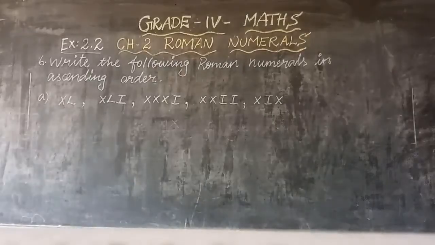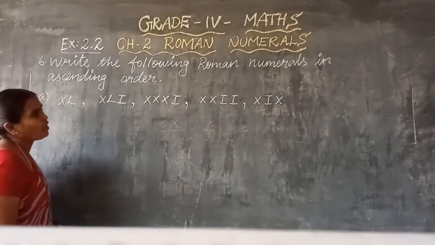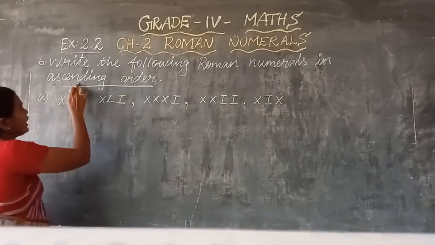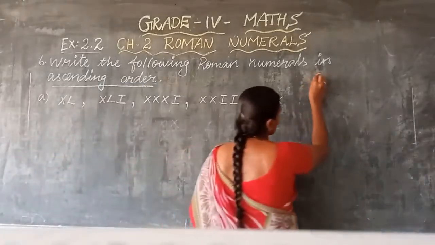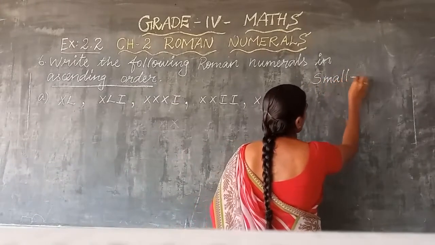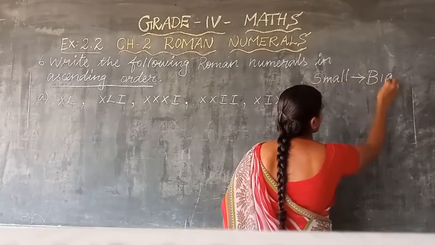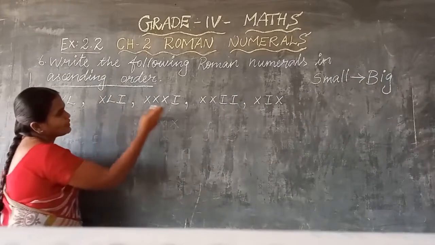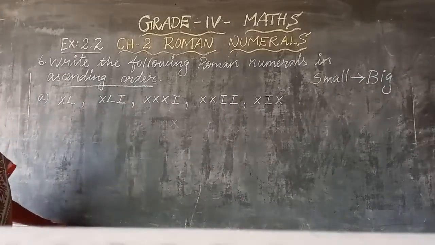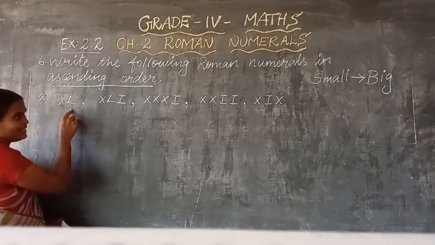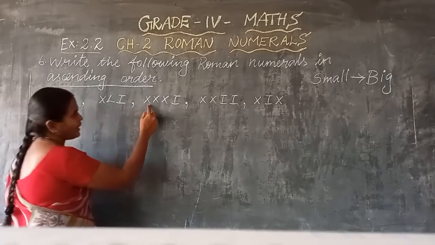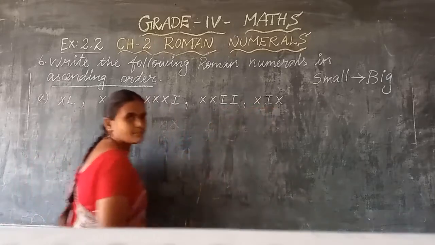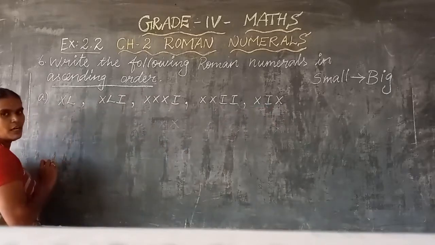So sixth one, write the following Roman numerals in ascending order. Ascending order means small to big. So here given Roman numbers. First you convert them into numbers. Okay. So here given XL, XLI, XXXI, XXII, XIX. So first find the numbers.